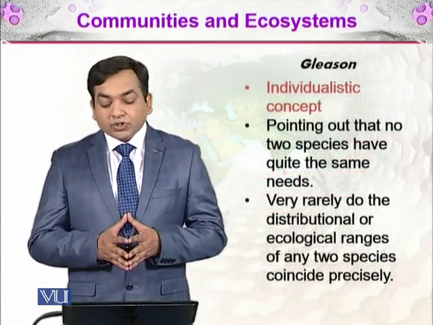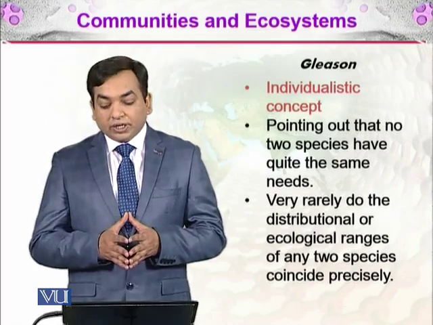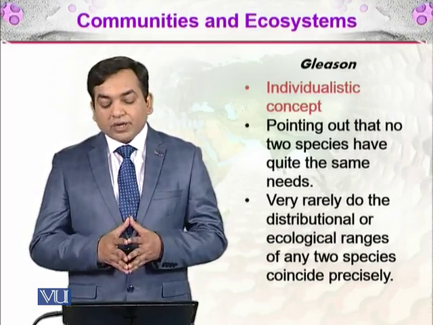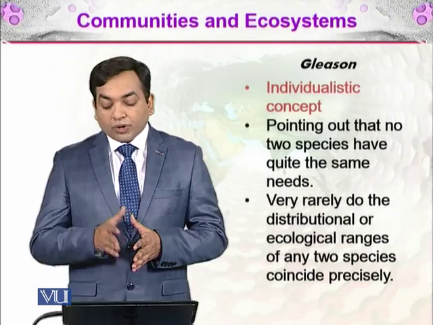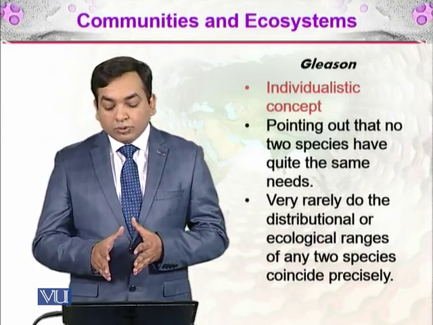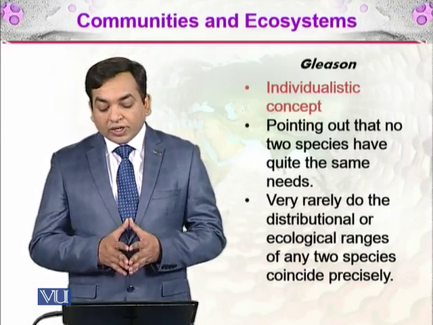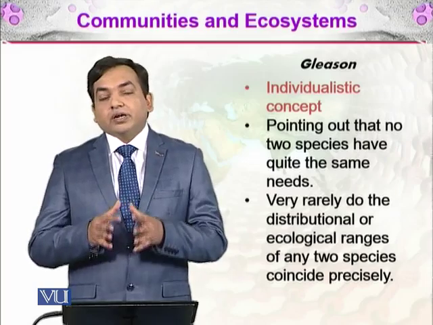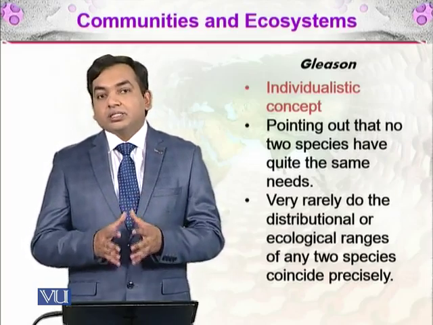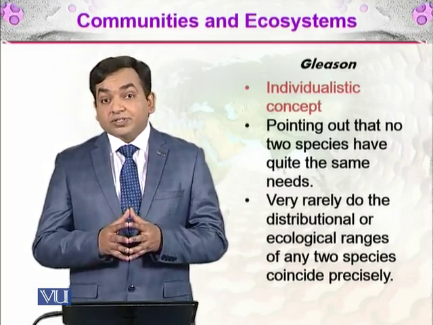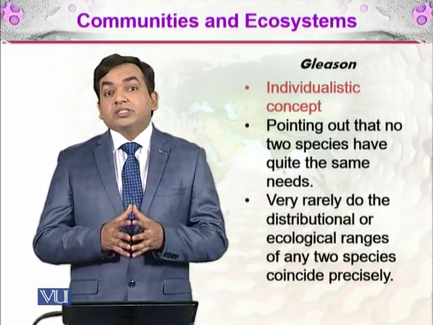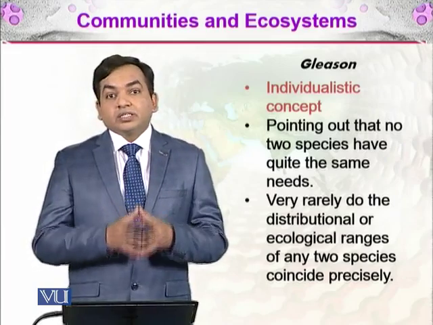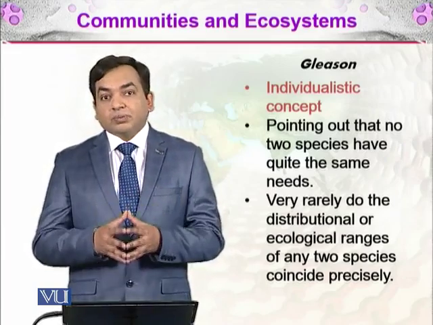Another approach was given by Gleason, called the individualistic concept. He pointed out that no two species have quite the same needs, so very rarely do the distributional or ecological ranges of any two species coincide precisely. The species may live in the same place, but they have different ecological needs. Having different ecological needs means they cannot have the same patterns of distribution in similar environments or circumstances.